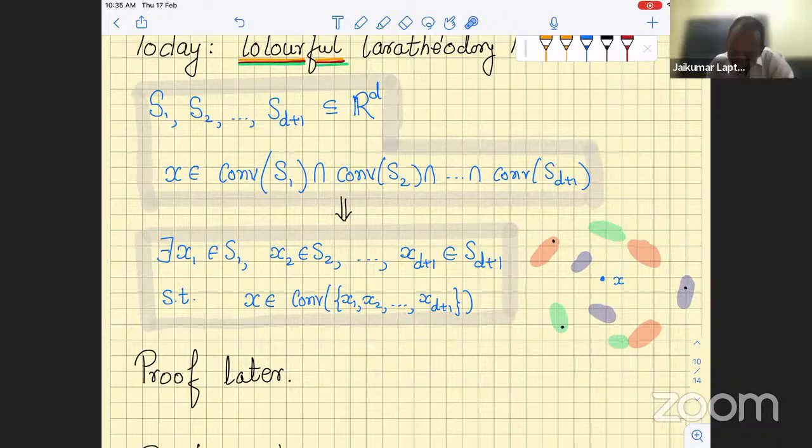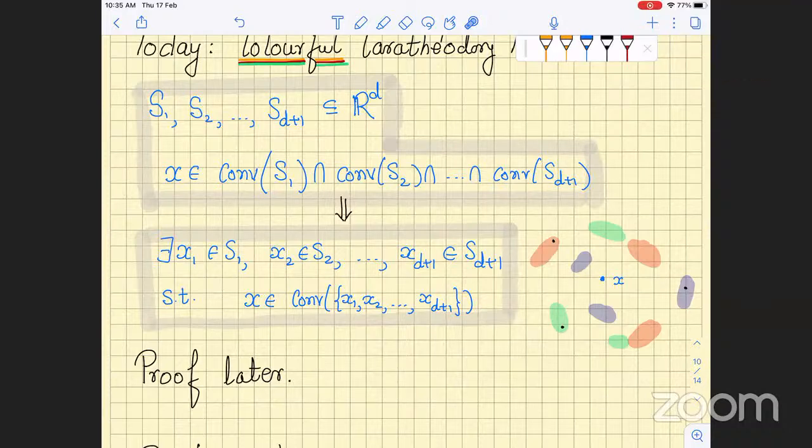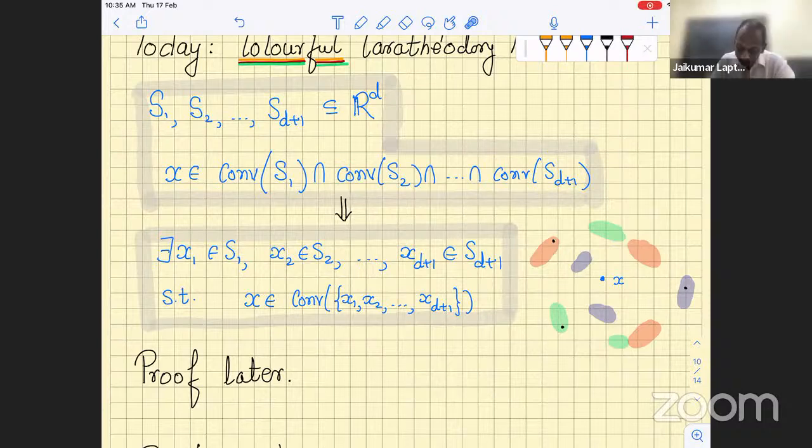Shomajit, is this clear? He's also not there. Yes, sir. Yes, it's clear. Yeah, fine. It is colorful.